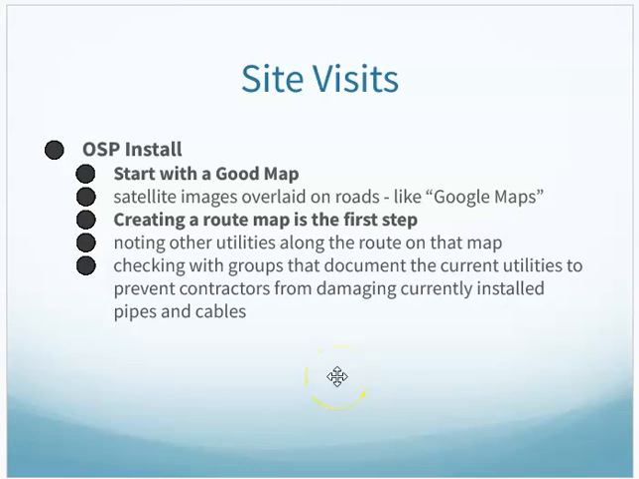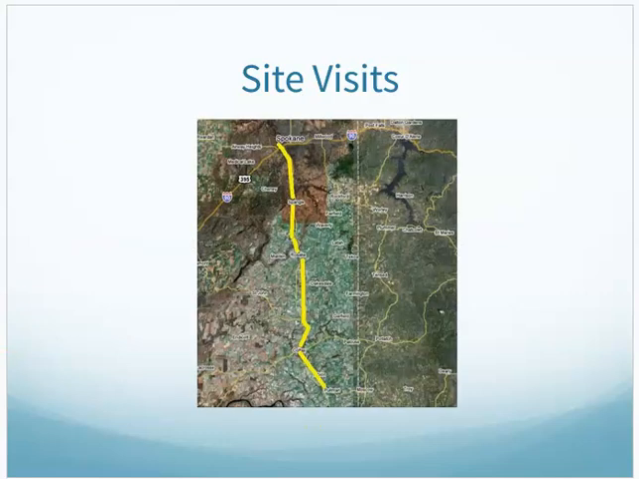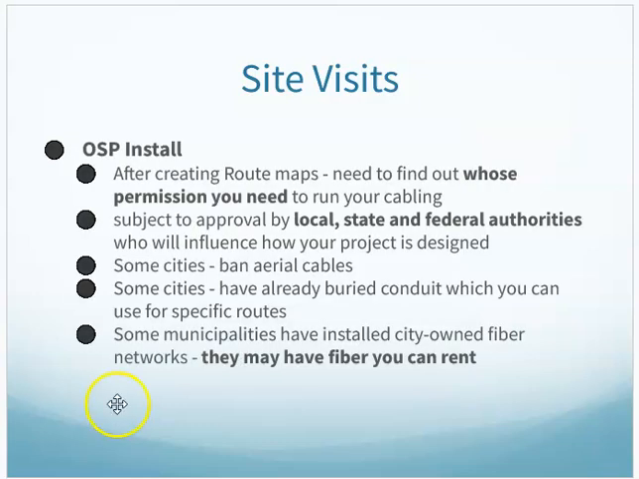With outside plant, start with a good map. Again, Google Maps kind of thing. Use some GIS data, and that'll get you maybe a lot of the pieces you need, and then you go walk the route. Actually walk the route, taking note of what you're going to encounter, what kind of soil you encounter, hills, those sorts of things.